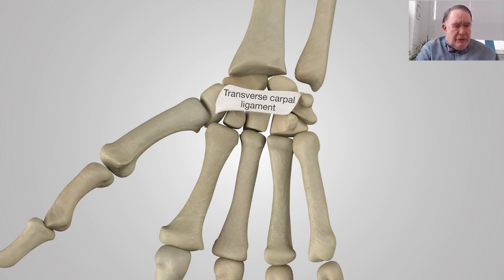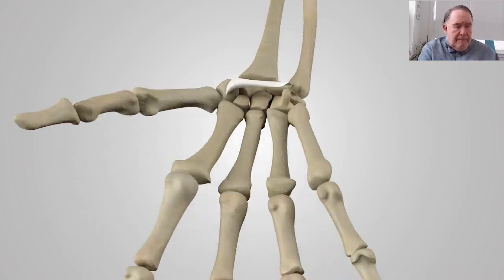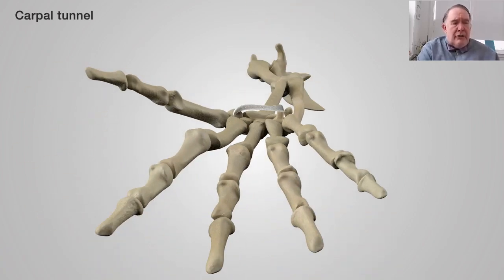An important structure here is called the transverse carpal ligament, sometimes called the flexor retinaculum. And it's a tough band of connective tissue that passes from the medial to lateral carpal bones. And we care about it because it's through this carpal tunnel that the tendons that control the fingers, as well as the median nerve, pass out to the hand.